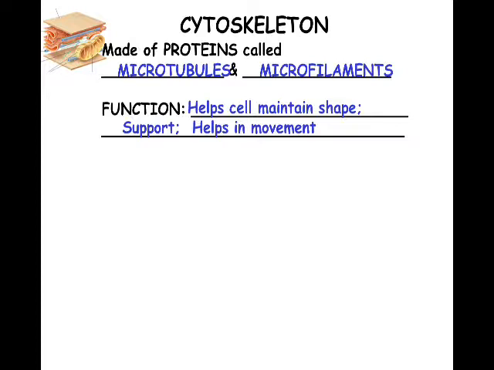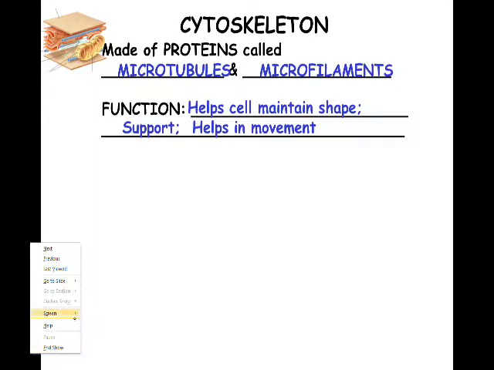Now, imagine what your body would look like if you lost all your bones. You would just be kind of a big blob. You wouldn't be able to move, you wouldn't have shape. And if you saw the Harry Potter movie where he lost all the bones in his arm and it was all floppy and squishy, that's what your skeleton does for you. It gives you shape, helps to hold you, support you, and helps in moving things. And that's what the cytoskeleton does for the cell.